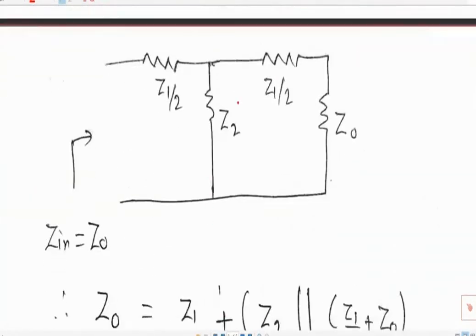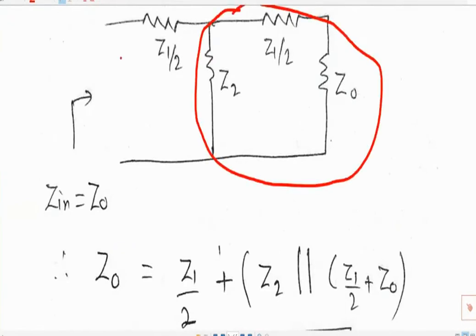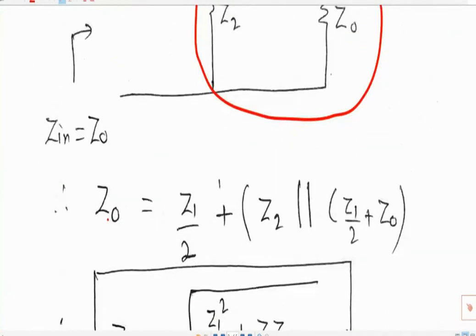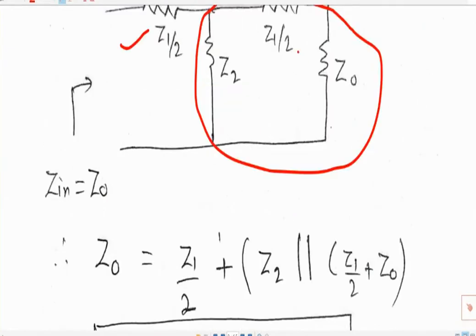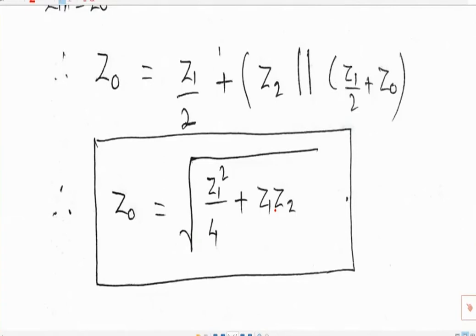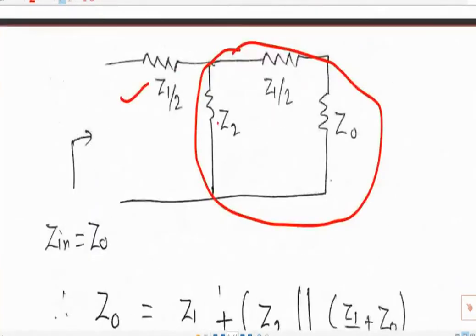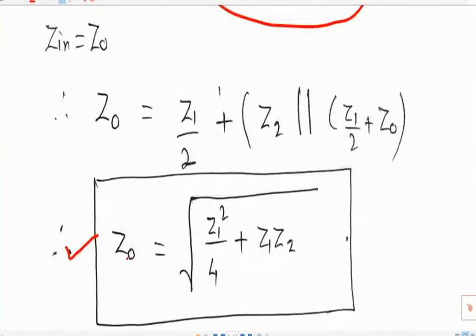So this is series Z1 by 2 plus Z0, in parallel with Z2. And after that, this whole combination comes in series with this Z1 by 2. So overall our characteristic impedance Z0 is given by Z1 by 2 plus Z2 parallel with Z1 by 2 plus Z0. If you solve this equation, you will get Z0 equal to under root Z1 square by 4 plus Z1 Z2. This is the formula of characteristic impedance for a symmetrical T network.